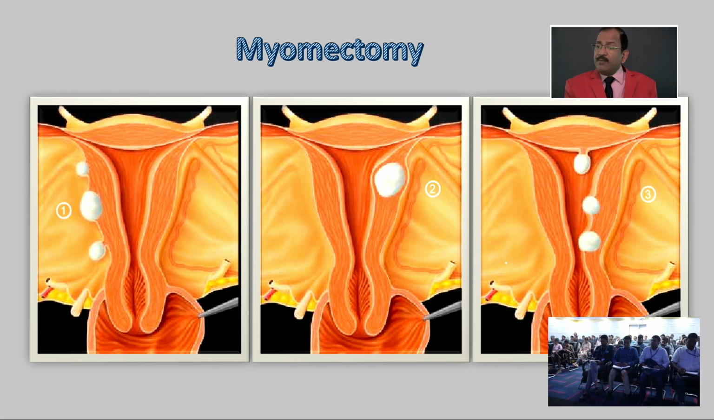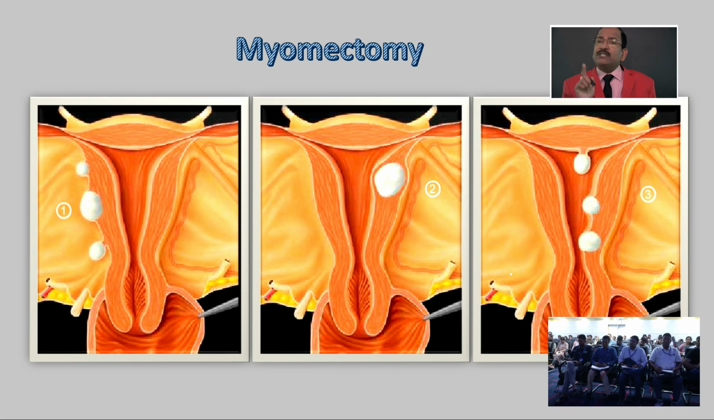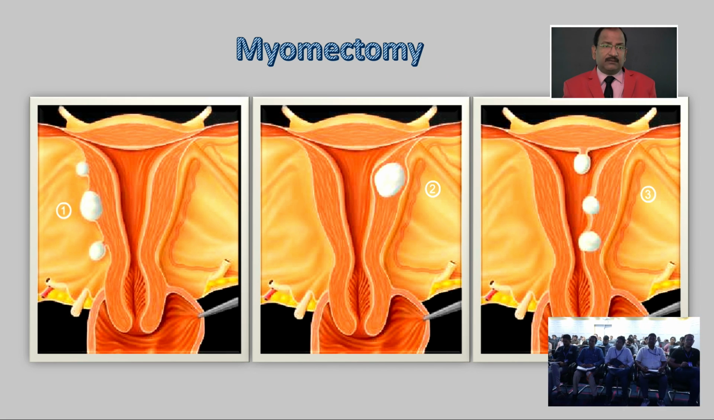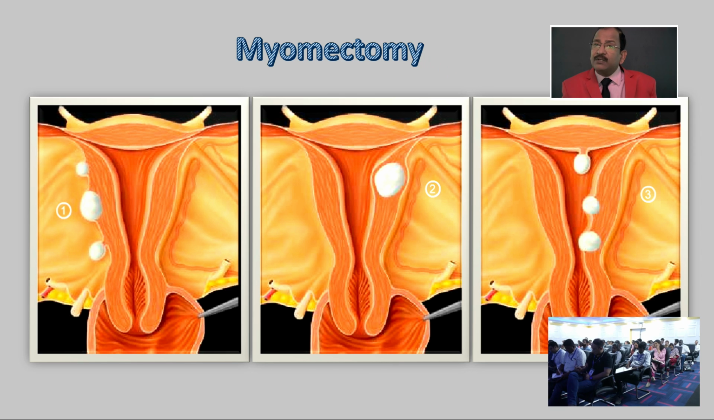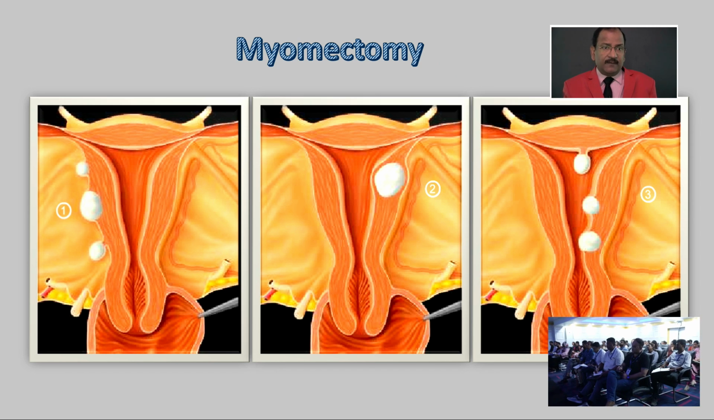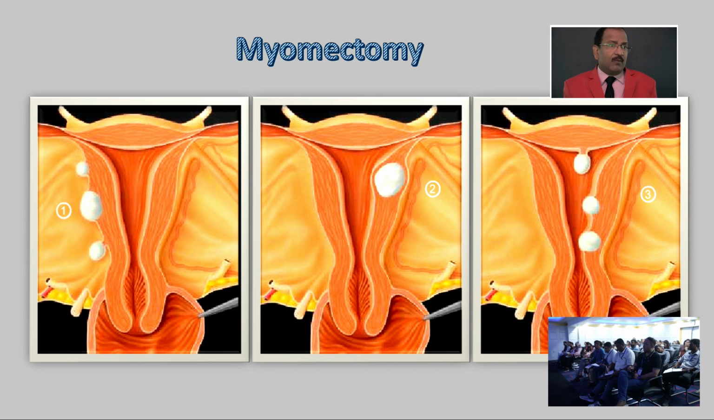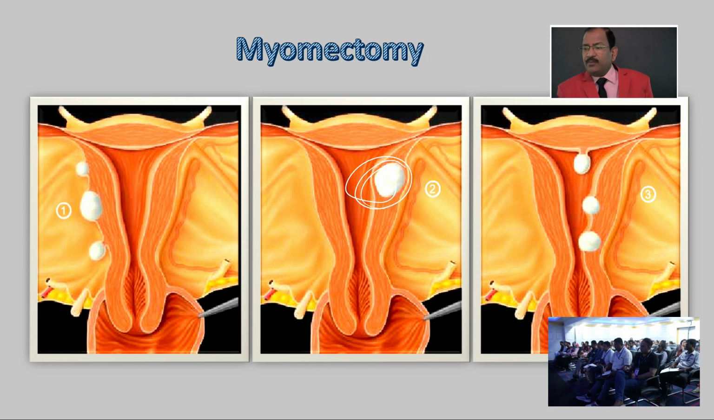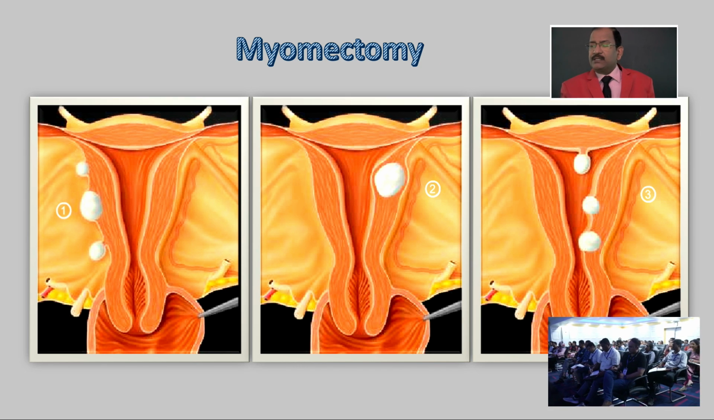Subserous. Remember, all myomas must originate from the muscle. After that, its fate is decided by where it will be pushed by the uterus. If it is pushed to the serosa, it becomes subserous; pushed to the cavity, it becomes submucous; and if it remains in the muscle, then intramural. But it always originates from muscle. That is why the name is myoma. This is intramural for laparoscopy, and this is submucous.